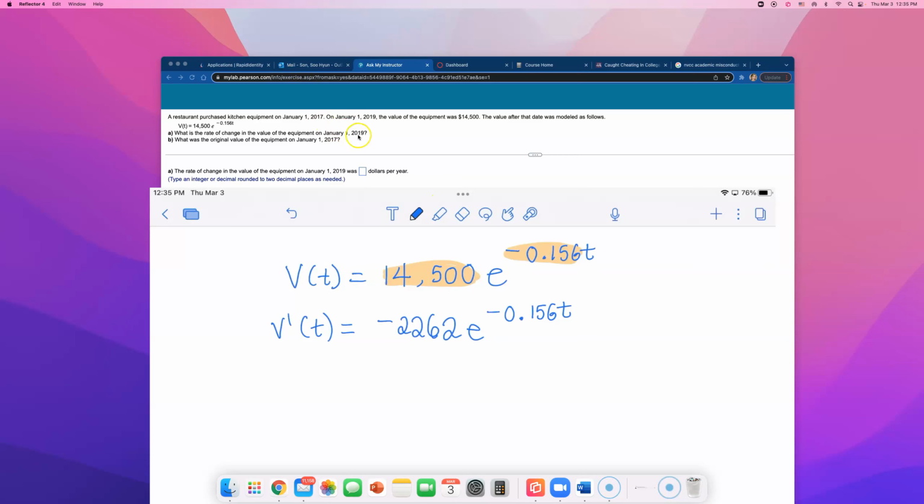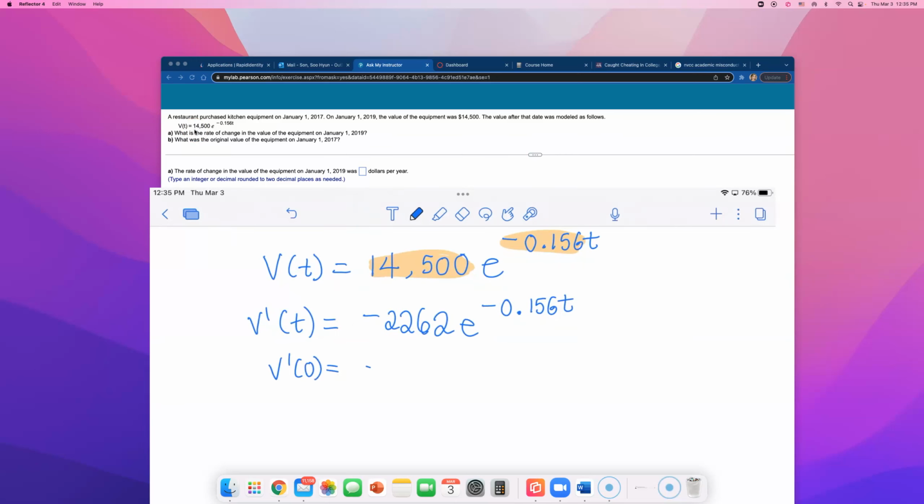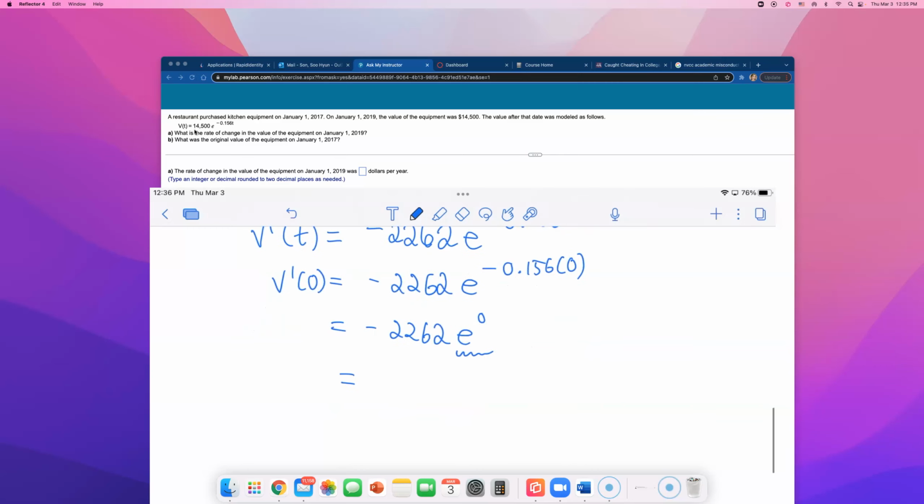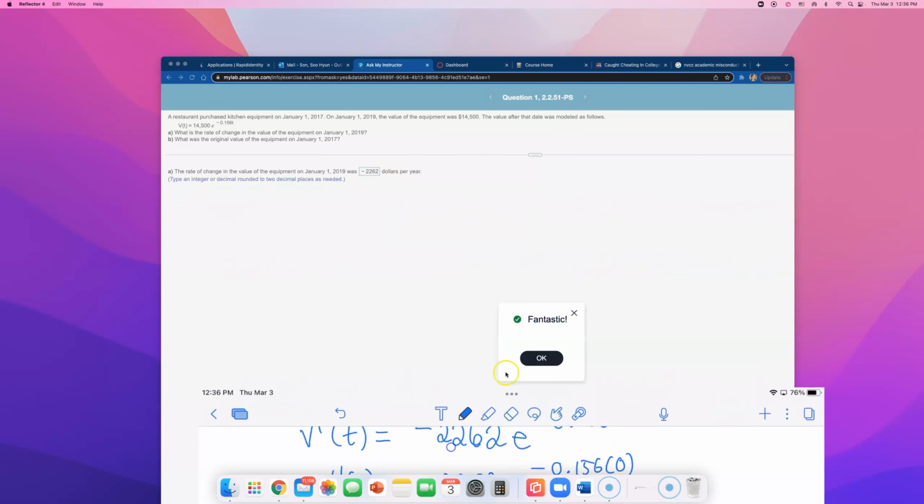At year what? Year 2019, okay? So 2019 is our base year, because this model is counting from 2019. So what I'm going to do is plug in 0 in here. Okay? And for this one, we don't need a calculator. Anything to the 0 power is just 1, right? So what we got is this per year. So at year 2019, the value of this equipment is going down by $2,260 per year. Okay, next question.